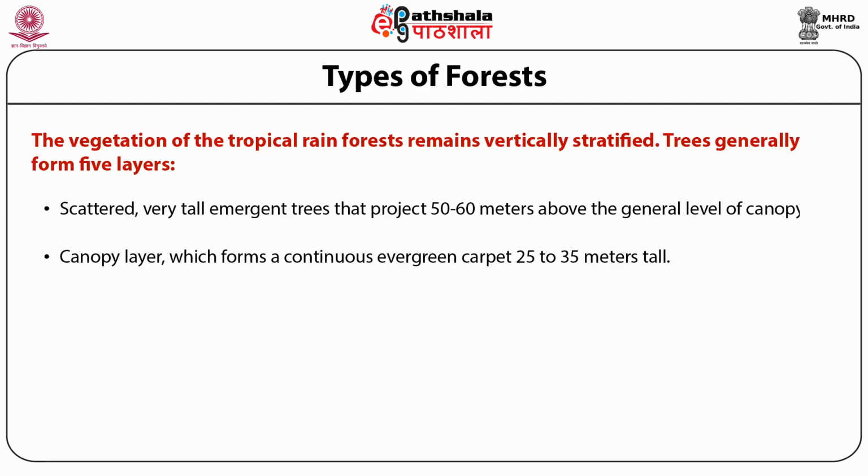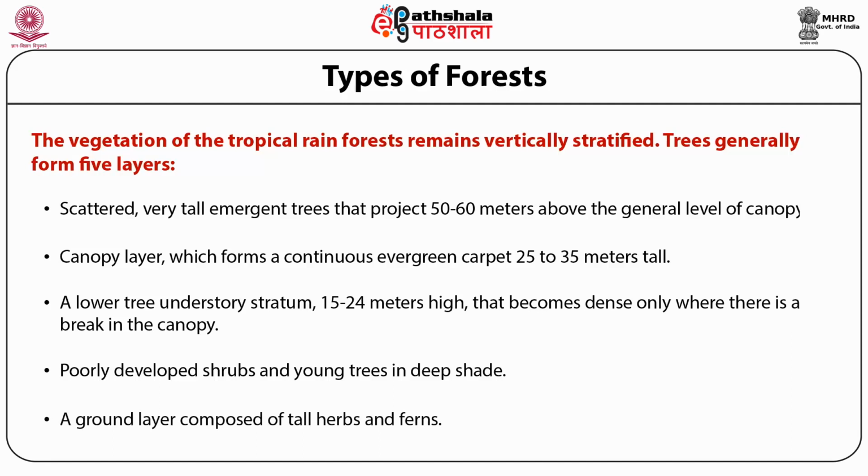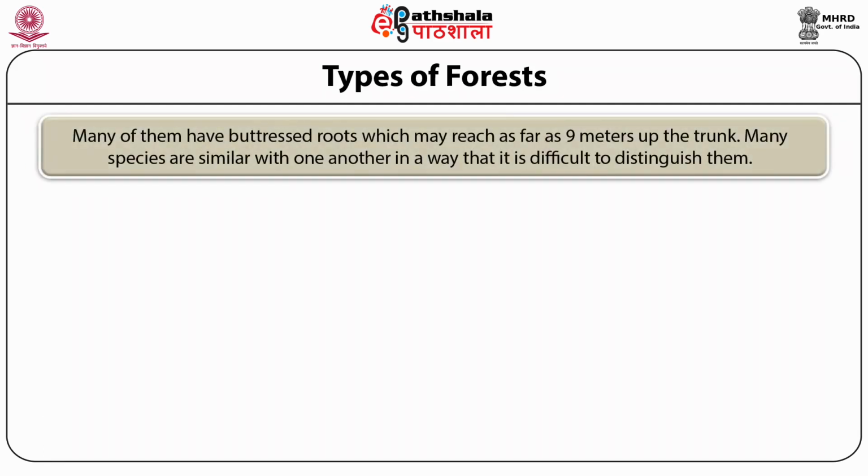Third layer is a lower tree understory stratum 15 to 24 meters high that becomes dense only where there is a break in the canopy. Fourth layer is poorly developed shrubs and young trees in deep shade. And fifth layer is a ground layer composed of tall herbs and ferns. Many of them have buttressed roots, which may reach as far as 9 meters up the trunk.